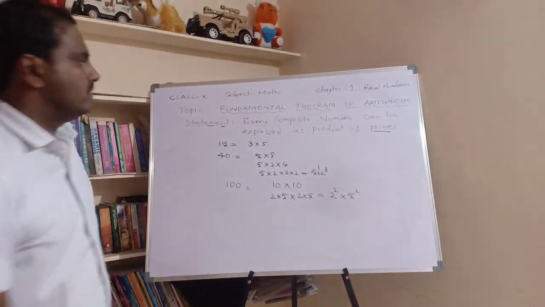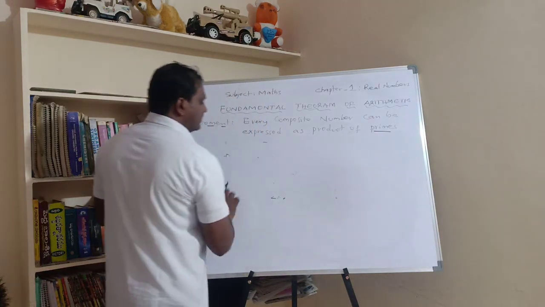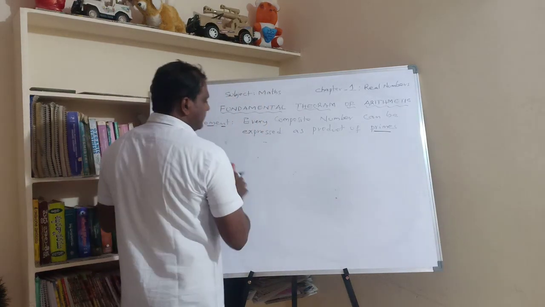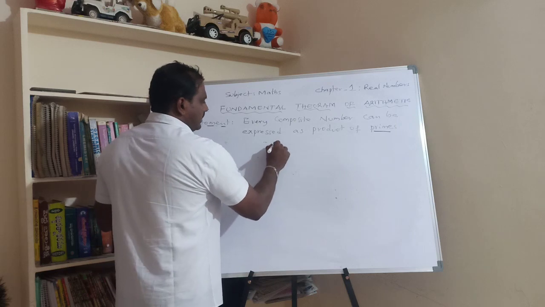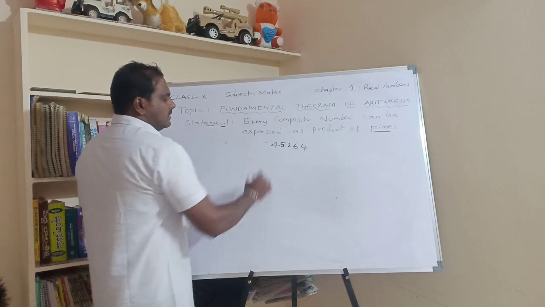Now we will try to understand by taking a 5-digit number. I am taking a 5-digit number, for example 45,264. So how do we write it?